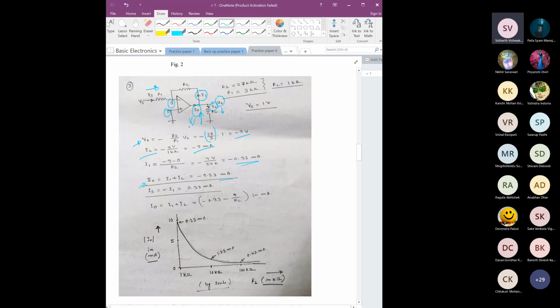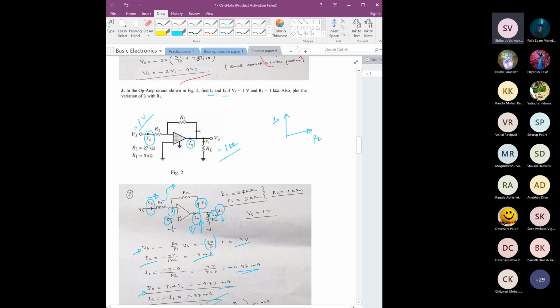So this is done, but we still do not know what IS is. That IS we have to find. Here no current can flow inside the op-amp input, so the same current is flowing through this R1 and R2. That means IS would be equal to I1. So that way you can find the value of IS, right? Okay, I think that's all right for this question.